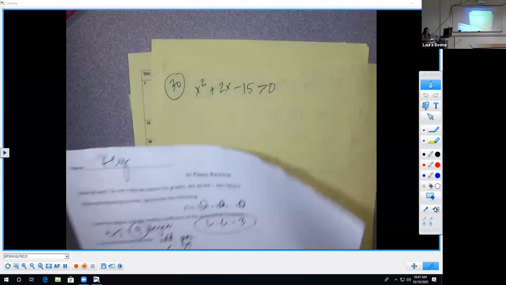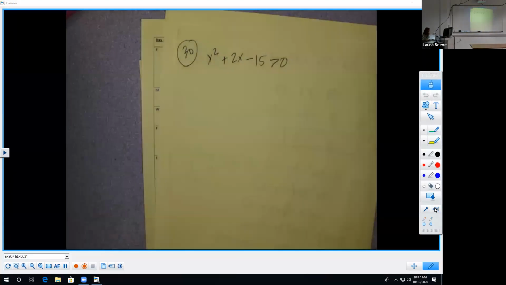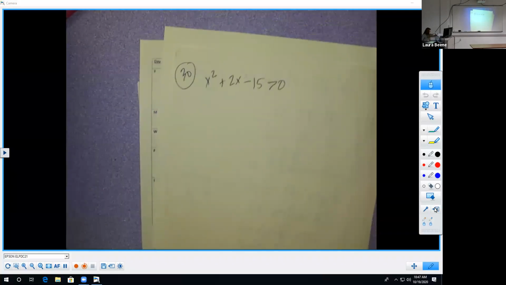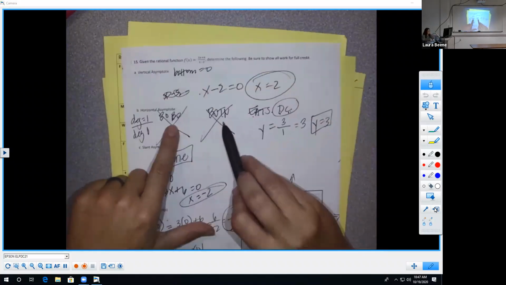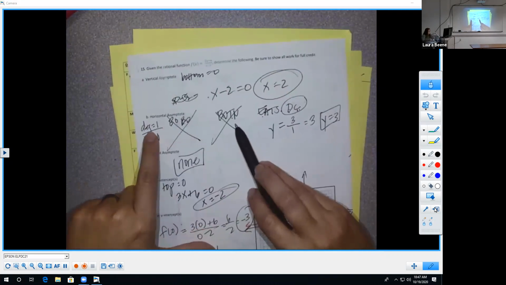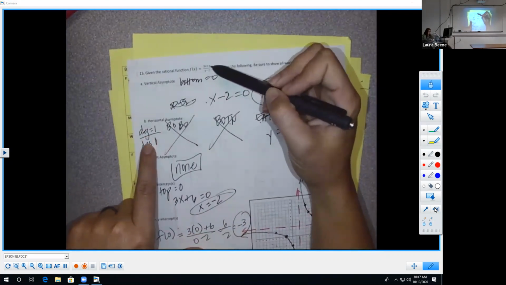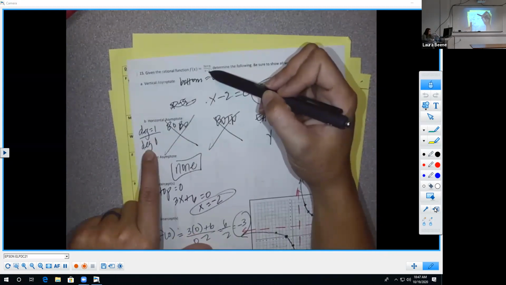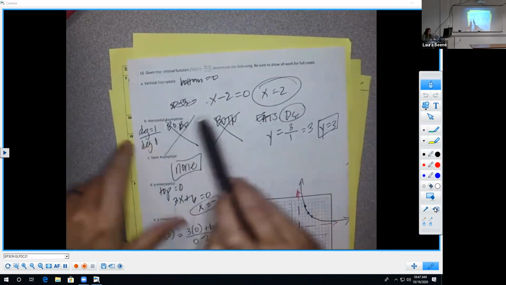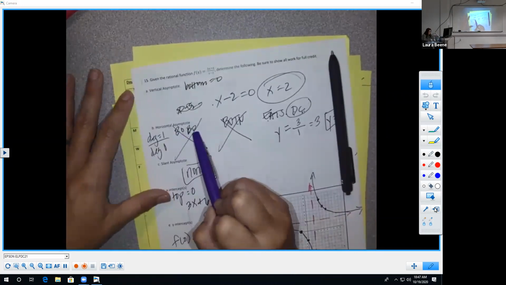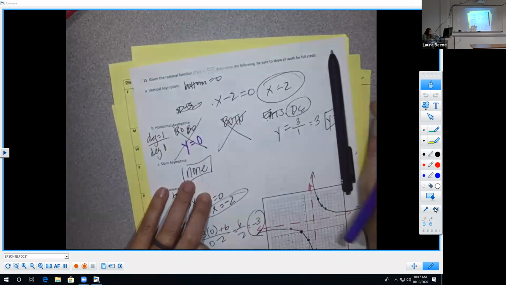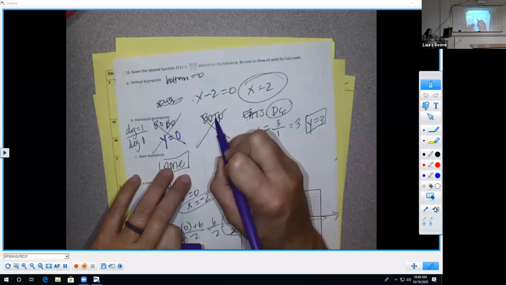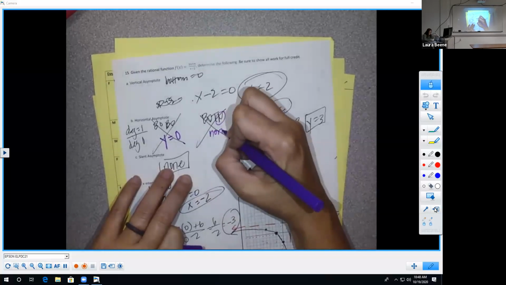When you're doing horizontal asymptotes, you're looking at the degree on top and the degree on bottom. The degree on top of this one is 1. The degree on bottom of this one is also 1. So we have 3 options. It could be BOBO, bigger on bottom, and the O tells you that your horizontal asymptote is y equals 0. BOTN, bigger on top, and the N stands for none.